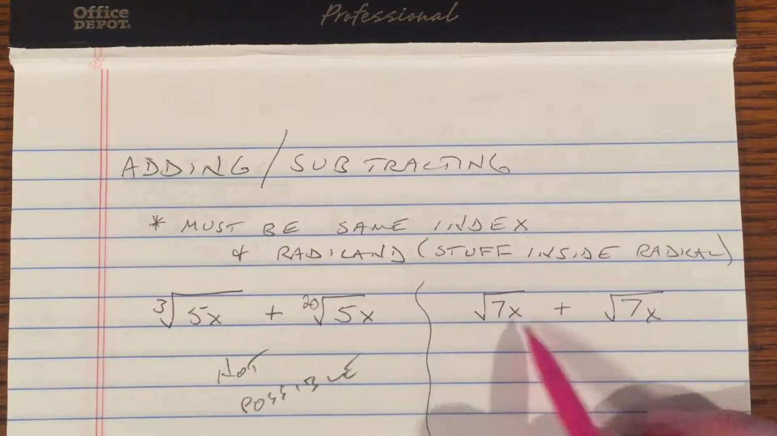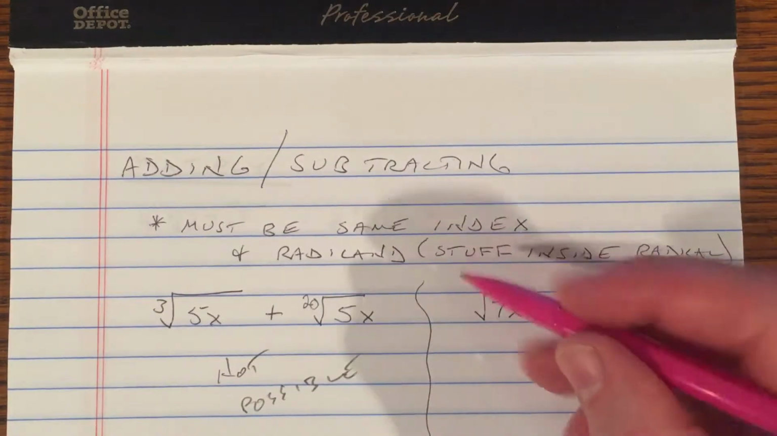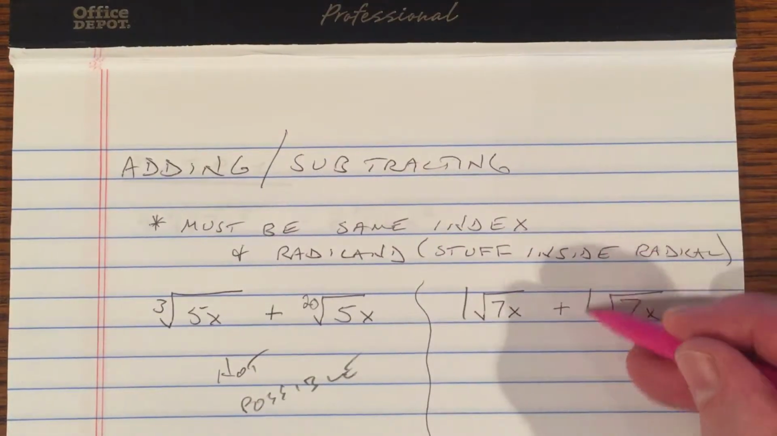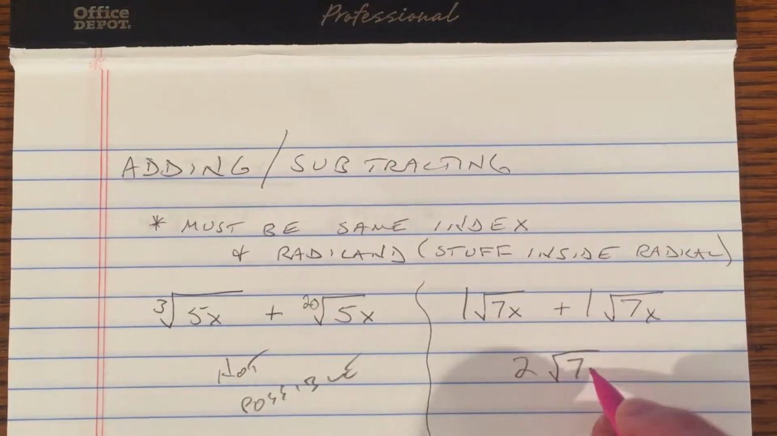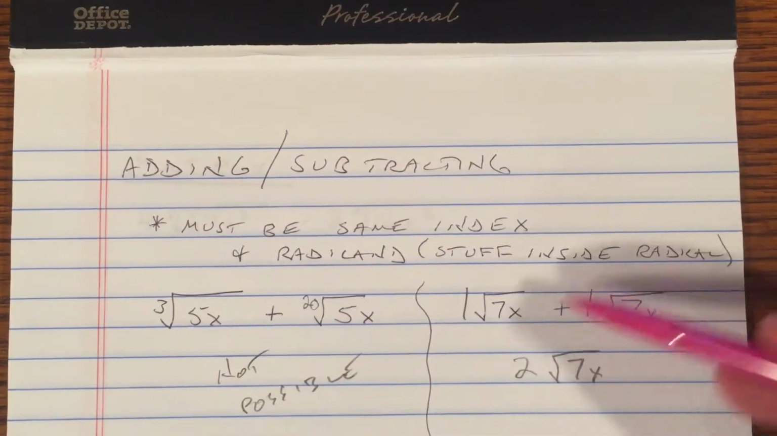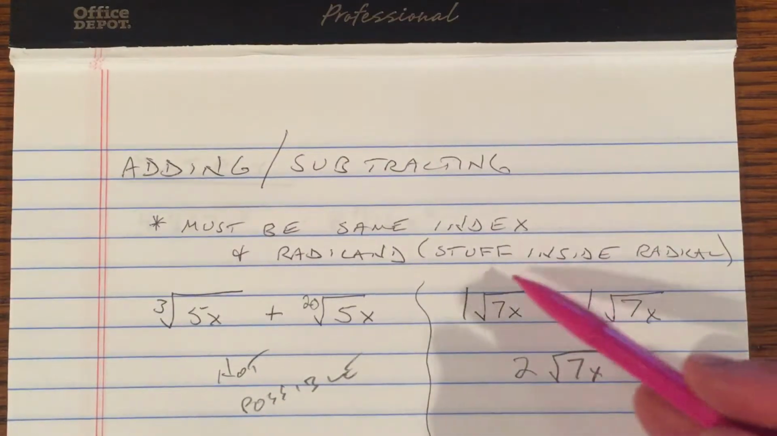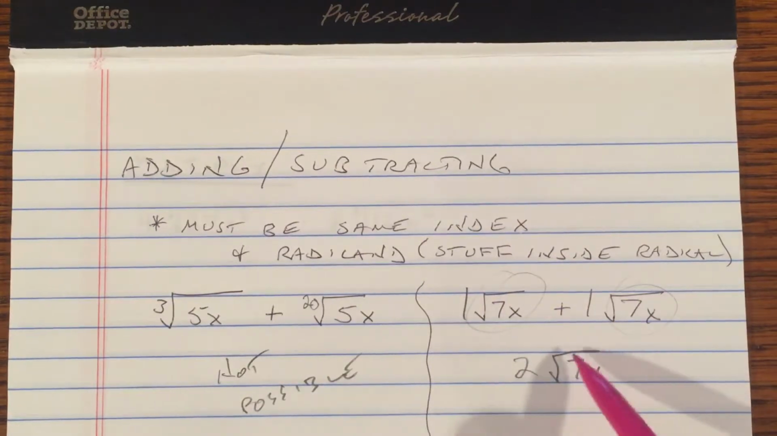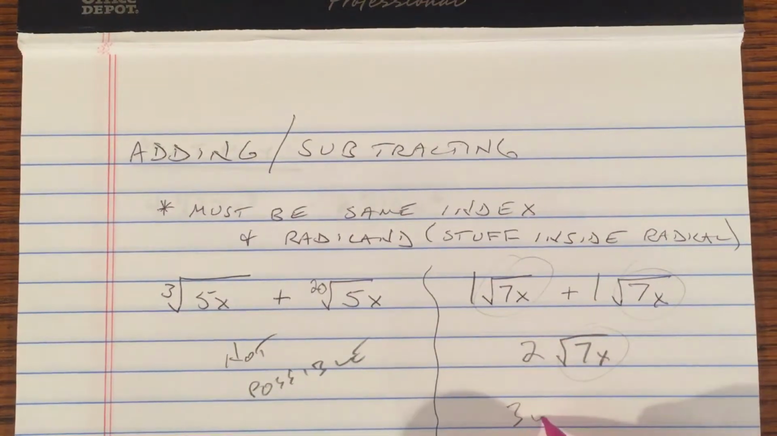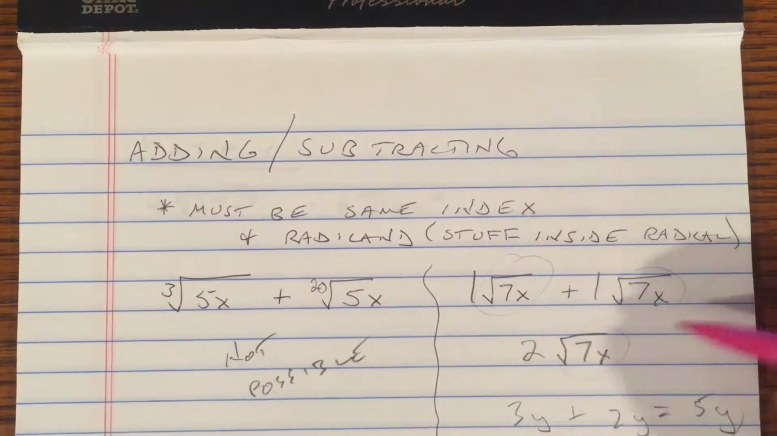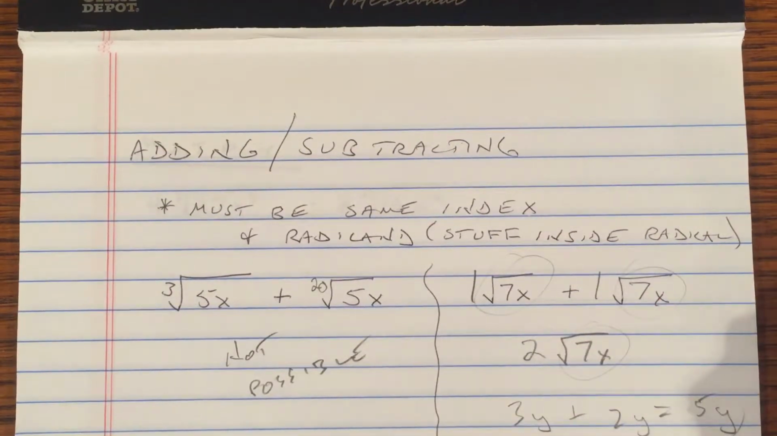So this one, they're both square roots of 7x. So it's like 1 square root of 7x plus another square root of 7x. So this would be then 2 square roots of 7x. So even though we can combine these, what doesn't change is this piece. It should still be the same. It's kind of like its own variable. When you combine something like 3y plus 2y, you get 5y. The y doesn't change. Same thing here with the radical.